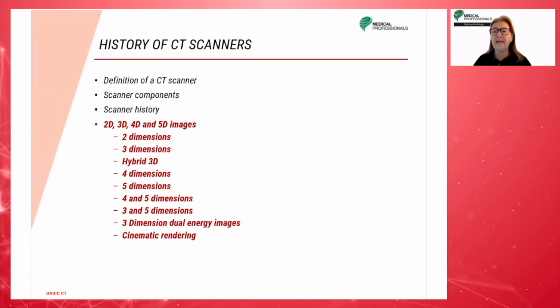We can now begin to look at the differences in 2D, 3D, 4D, and 5D images, as well as a combination of some of them and how they are used. We will discuss cinematic rendering and hybrid 3D CT.